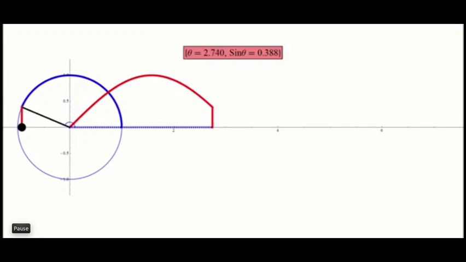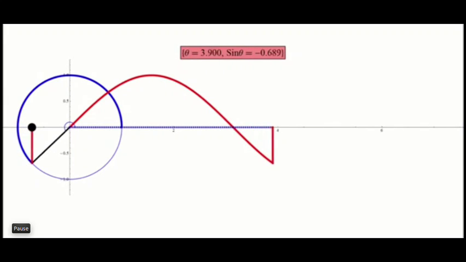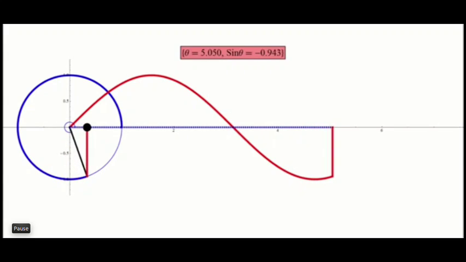So as the length of the red line decreases, the sine wave also decreases. Likewise, it is related. You can see that. So that is how a sine wave is related to a unit circle.